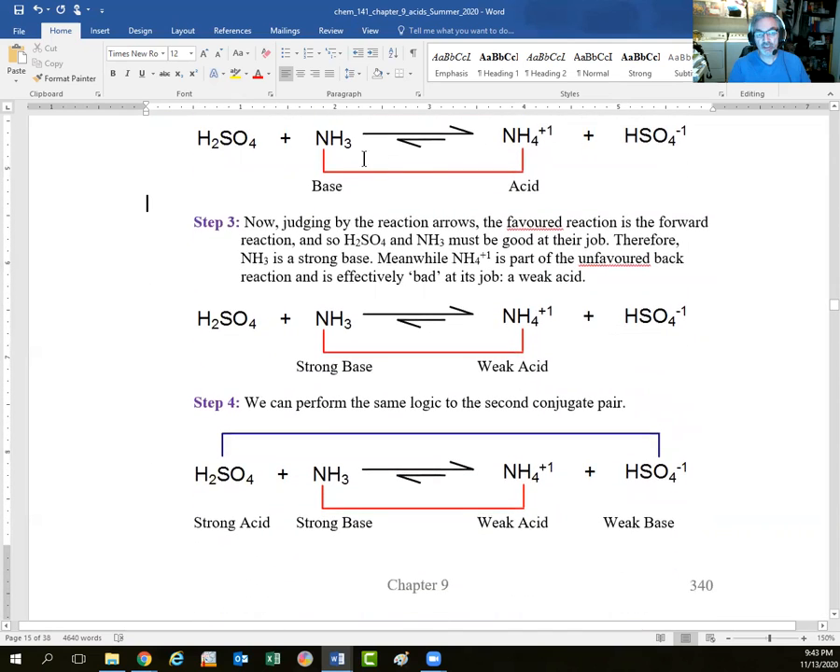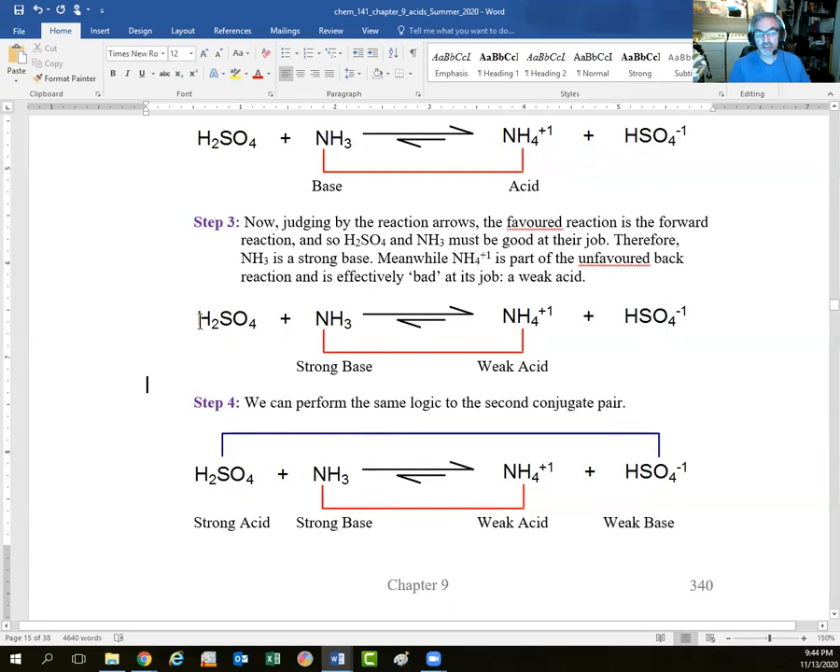Not only that, but as we look at the equilibrium arrows, the longer arrow is pointing from left to right. The forward reaction from left to right is the favoured reaction. And so that base is part of the forward reaction, which is favoured. It's therefore the strong base. And the NH4, the acid in the conjugate pair, is part of the unfavored back reaction, so it's the weak acid. Strong base is always paired with a weak acid.